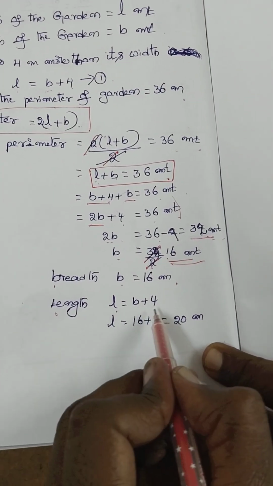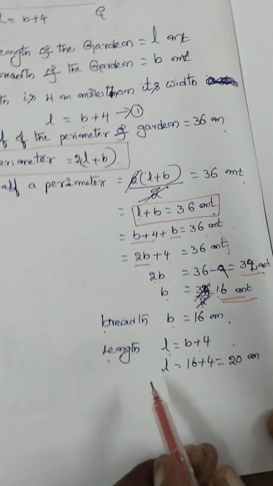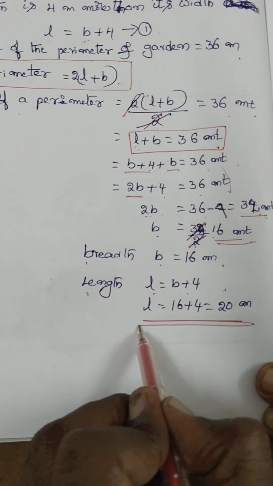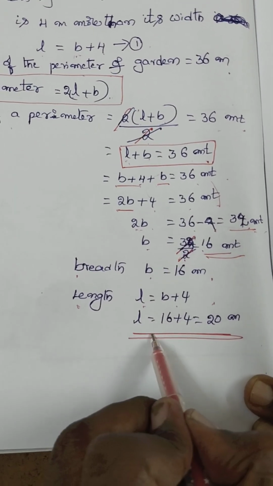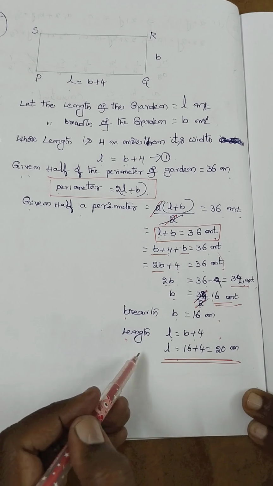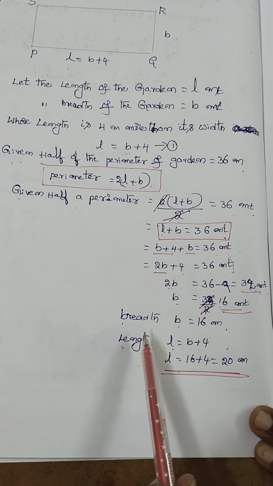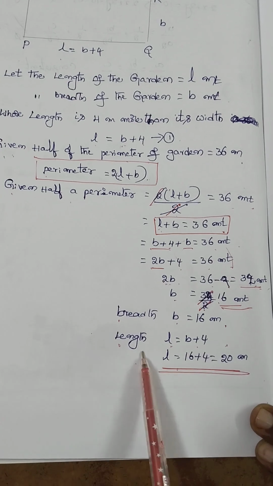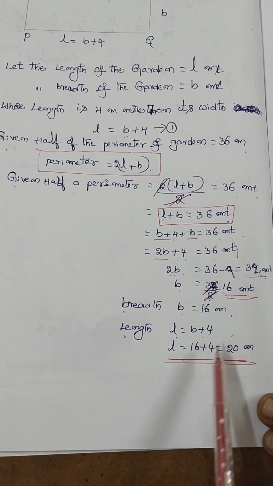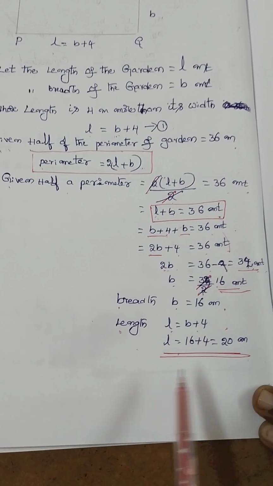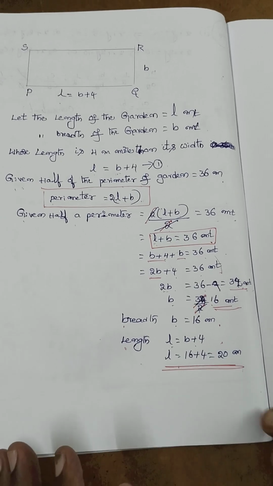Length L is equal to B plus 4. So this is the dimensions of the problem. In the problem they asked to find out the dimensions, so we found the breadth is equal to 16 meters, and length is equal to B plus 4, that is 16 plus 4, 20 meters. This is the fifth problem, a 4 marks question.